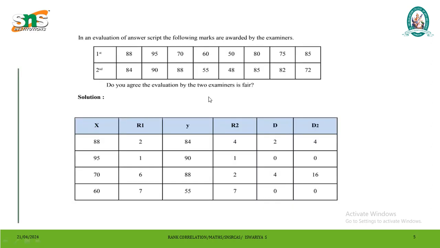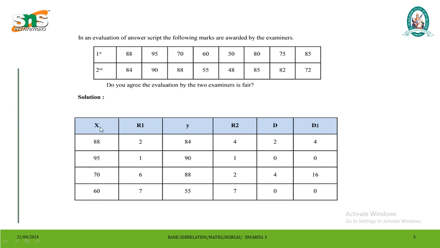And the next problem, here another data is given. So we have to find the rank correlation. In the same way we are going to calculate it. First I take the first row as X and the second row as Y. In the same way we have to give rank for all these data.